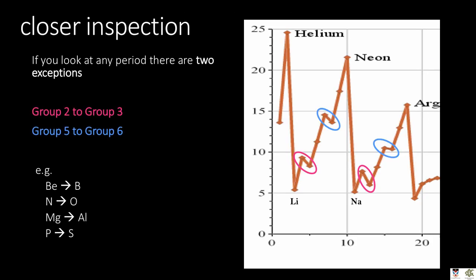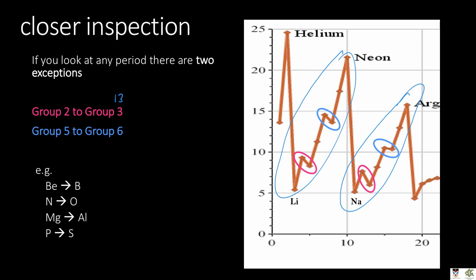So in each one of the periods, this is period 2 going from lithium to neon, and this is period 3 going from sodium to argon, we find these drops in ionization energy at the same positions. In both cases, we find it when we go from the element in group 2 to the element in group 3. Remember, the element in group 3 is also known as group 13.